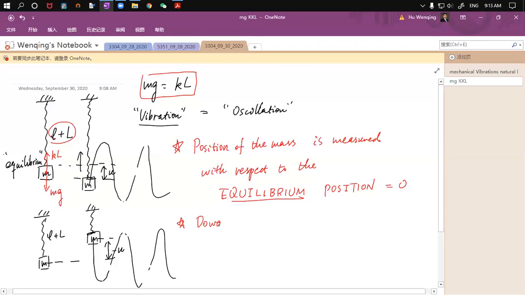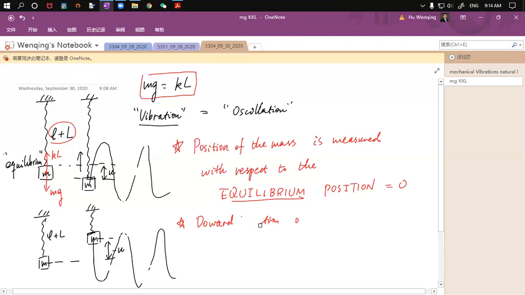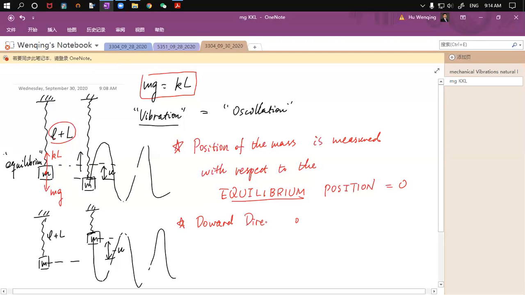So the downward direction is positive. What does it mean? It means that if the initial elongation is downwards, then it's going to be measured as positive u. If it is upwards, then it's going to be measured as negative u. So the downward direction is positive. So this is the positive direction, and this is the positive direction.